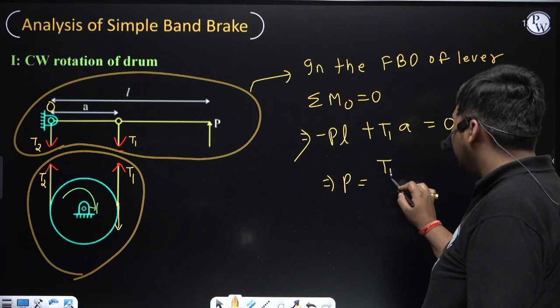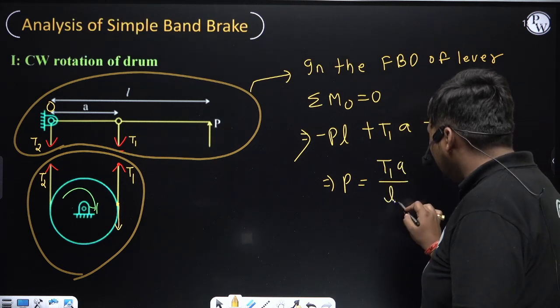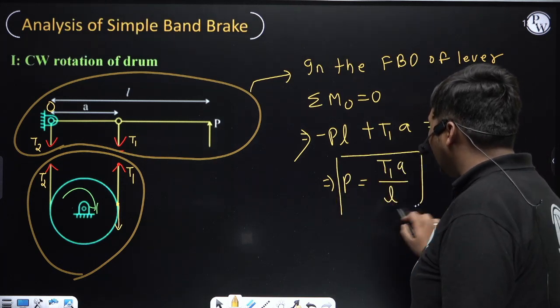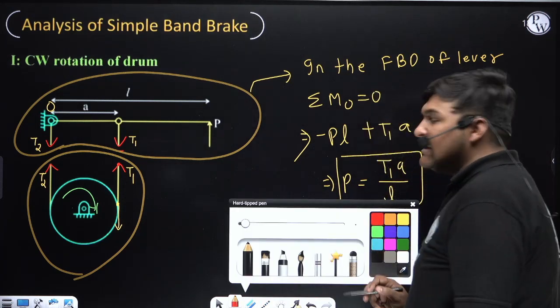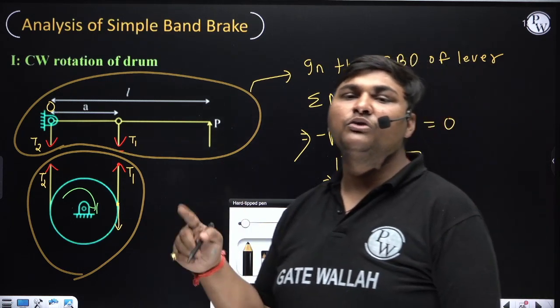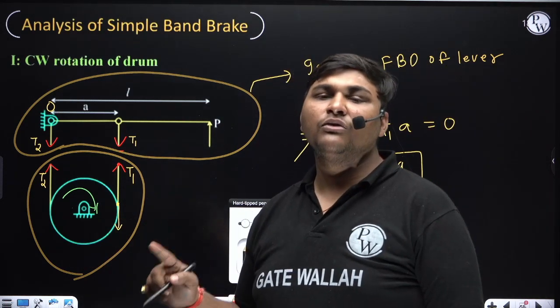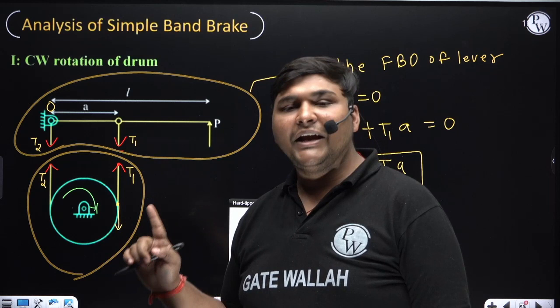From this relation we will get the braking effort P. It will come T1 a upon L. You need not remember this relation; from this FBD you can easily find it. You only have to remember two relations. One is T1 by T2 is equal to e to the power mu theta, and braking torque is equal to (T1 minus T2) into Ra.